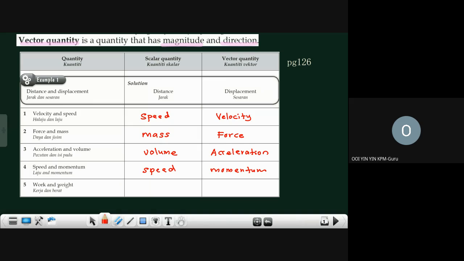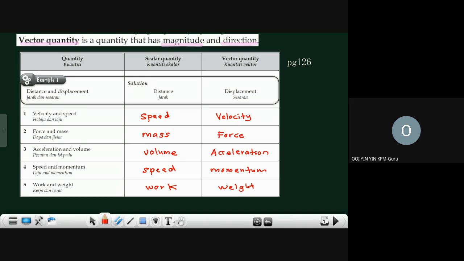And then work and weight. Your work is scalar, and your weight is vector. Weight, how do we get weight? Weight is from the gravity force. Your gravity force means it will pull you downwards, right? You have that gravity for your weight, right? And then you pull down your mass, right? That's why your weight is actually a vector quantity.